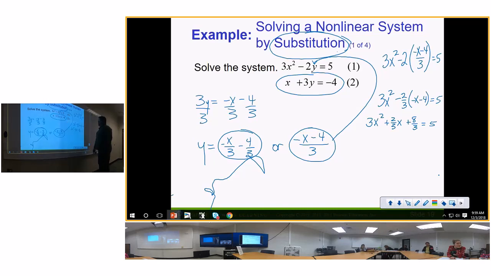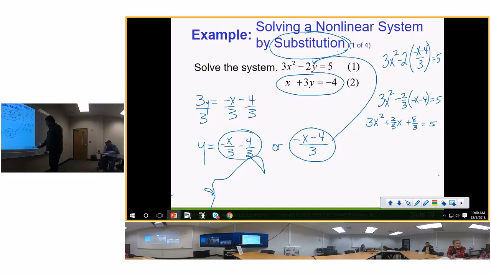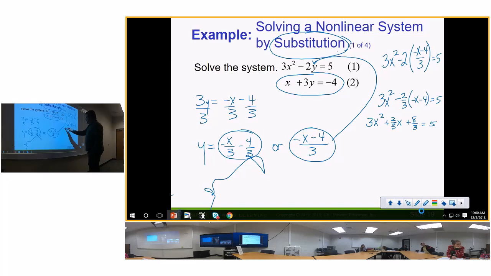I want to get rid of the what? What do I want to get rid of? So I've got to multiply through by what? 3. I'm going to put a multiply by 3 right here. And that's going to give me, well, I'll get there in a minute.